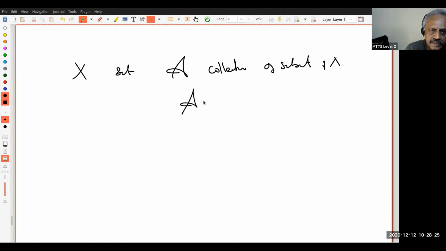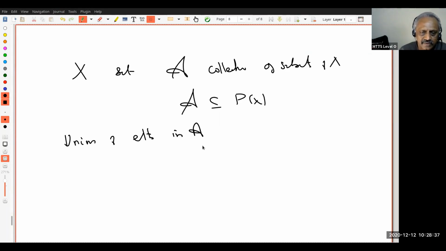That is, A is a collection of the power set. I want to talk about the union of elements in A. Now there is no indexing or anything. So I will simply denote it by the union over A in script A. Don't think of this indexing set, it is just a notation.